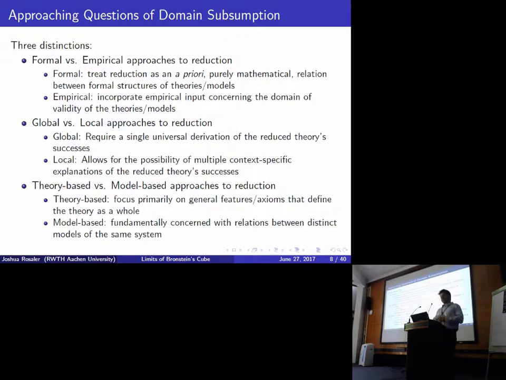It's also useful to distinguish between global and local approaches to reduction. Global approaches require a single universal derivation of the reduced theory's successes. Local approaches allow for many or multiple context-specific derivations or explanations of the reduced theory's successes. Finally, it's worth distinguishing between theory-based and model-based approaches to reduction, a distinction which is closely related to the global versus local approach. Theory-based approaches focus primarily on the general features or axioms that define the theory as a whole, whereas model-based approaches focus on the more narrowly tailored specifications that concern relations between models of a single system.